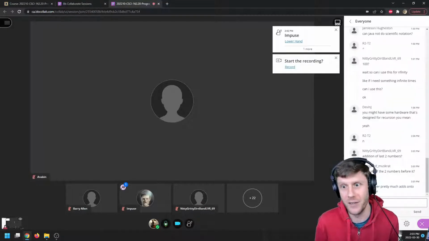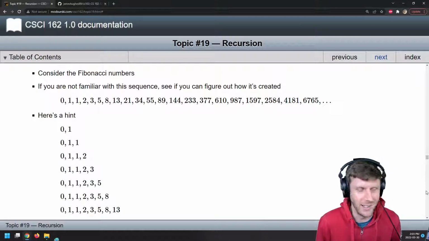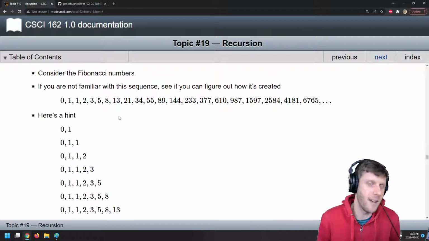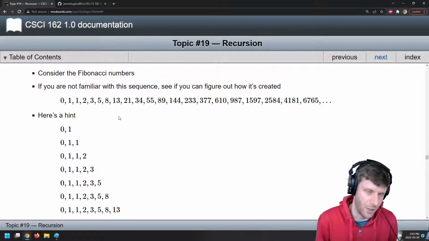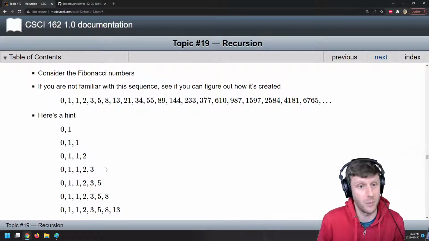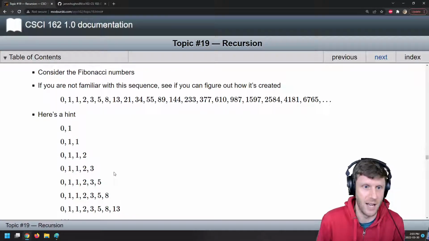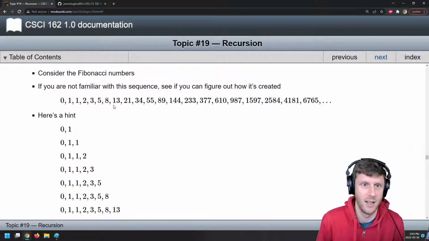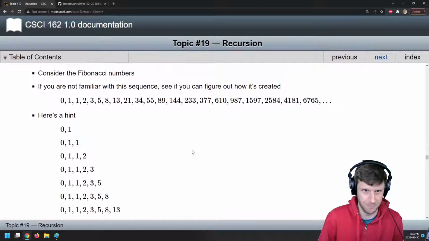Yeah, I know you didn't figure it out. You just know what it is. I get it. It's the sum. The next number is the sum of the previous two numbers. So 0 plus 1 is 1. 1 plus 1 is 2. 1 plus 2 is 3. 2 plus 3 is 5. 3 plus 5 is 8. 5 plus 8 is 13. 8 plus 13 is 21. 13 plus 21 is 34, and so on.